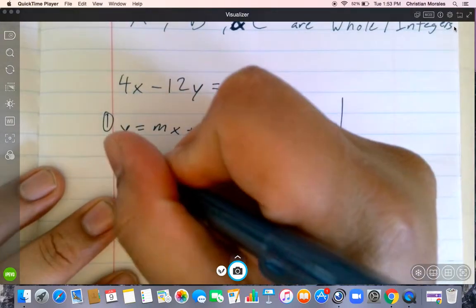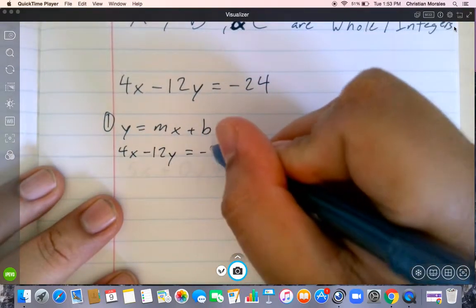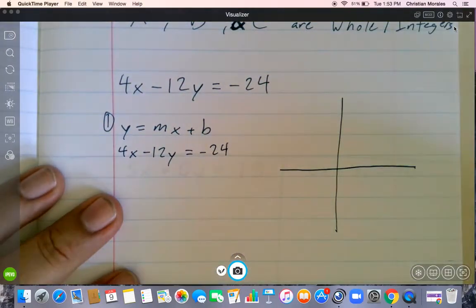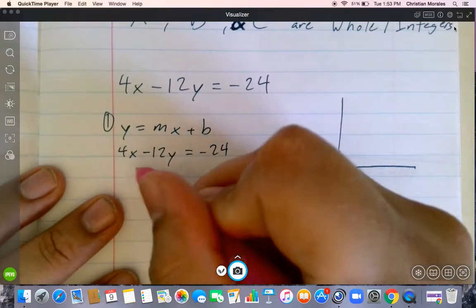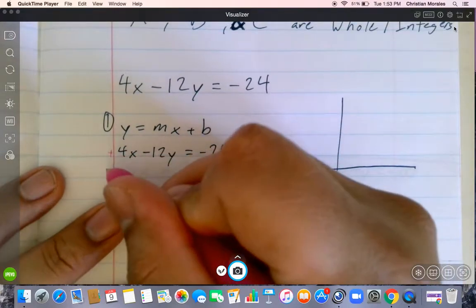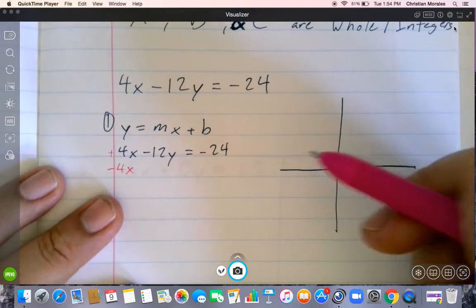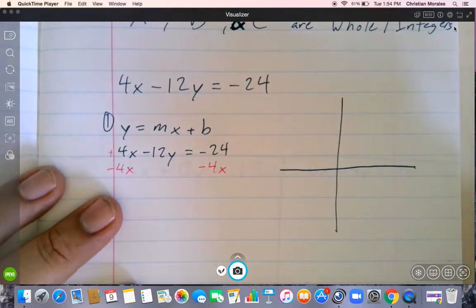So let me write this down. If you're going to solve this in terms of y, you're going to have to get rid of this 12 and the 4x. We're going to start with the 4x. The inverse of 4x, now this number is positive, so to get rid of it, we're going to do negative 4x. And whatever you do to one side, you do to the other, like that.